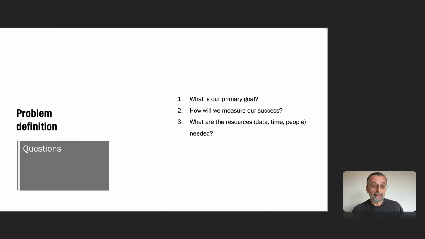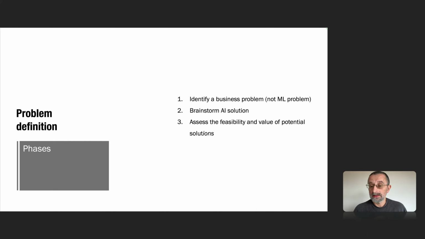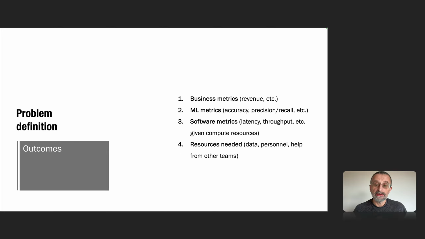Okay, so you may ask during such a meeting, let's say 2 hours long, the following questions during the problem definition stage. And the typical stages are here in this problem definition stage. Typical phases are: identify a business problem, not ML problem, brainstorm AI solutions, assess the feasibility and value of potential solutions, and determine milestones to deliver and budget for resources. So these are the steps you may proceed with during this stage.